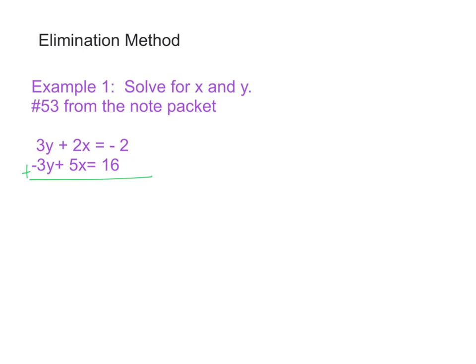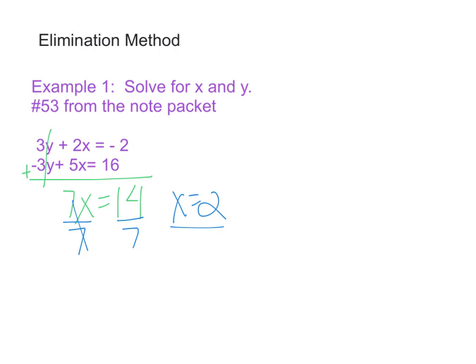So I'm going to add my first and my second equation together. So 3y plus negative 3y eliminates, which is what we wanted to happen. 2x and 5x give me 7x. Negative 2 plus 16 is 14. So now we can solve for x, divide both sides by 7, so x is equal to 2. Remember, we are not done just yet.